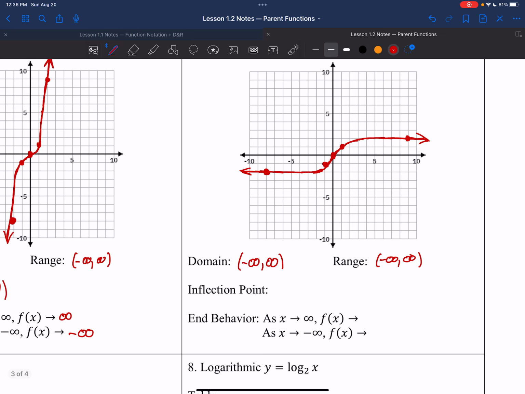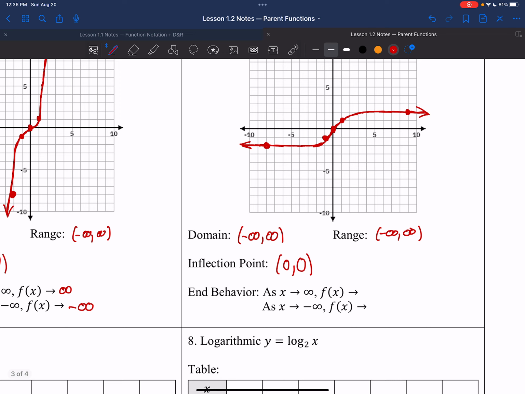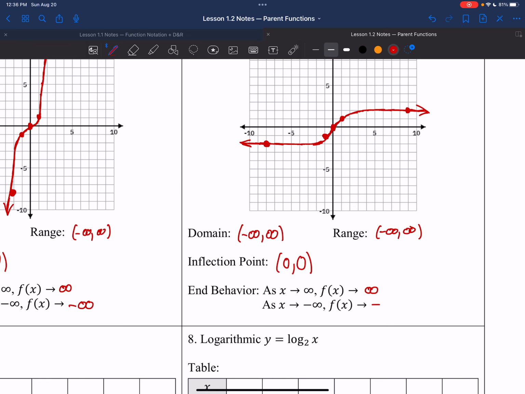The inflection point here is 0, 0. And my end behavior, well, as x goes to positive infinity, f of x does indeed approach positive infinity. It does go up. It's really slow, but it does it. As x goes to the left, it does go to negative infinity. It does go down, okay? It's just, again, really slow, okay?